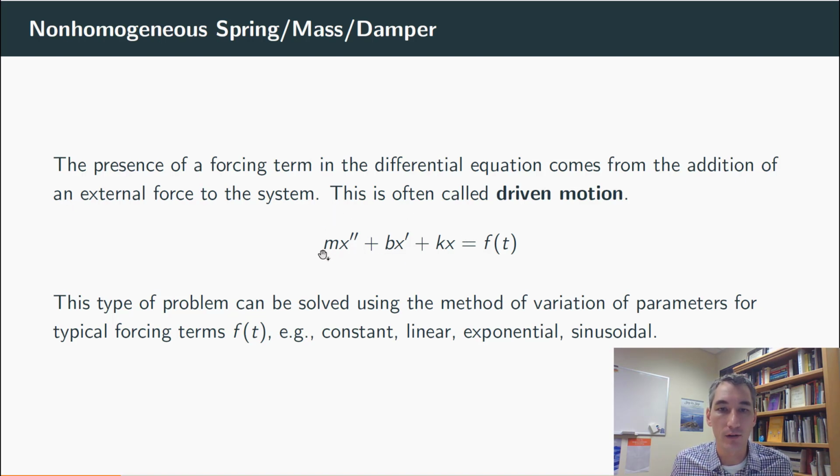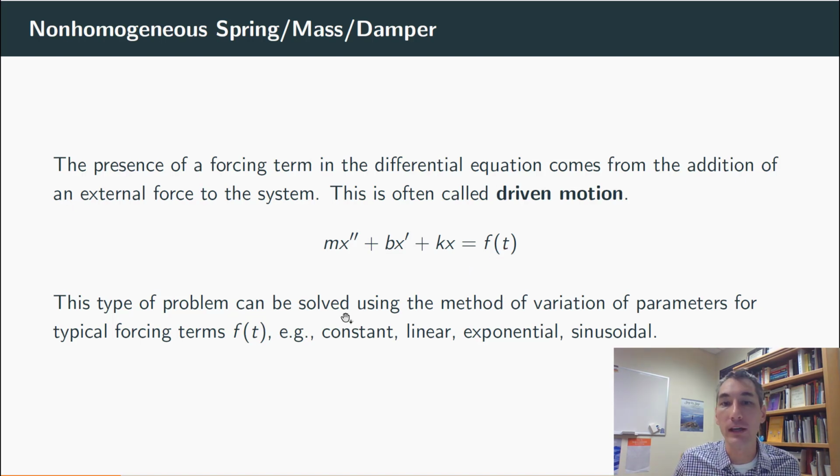That means we're taking our standard second order constant coefficient linear differential equation, but we've got a right-hand side forcing term now. That's an external force on the system. We often call that driven motion. The spring mass problem is being driven by some other external force.